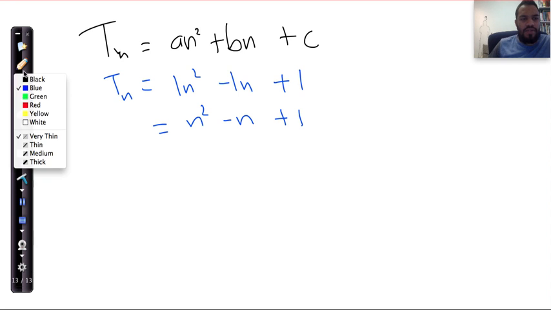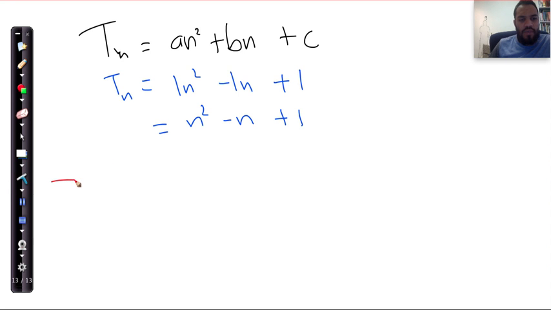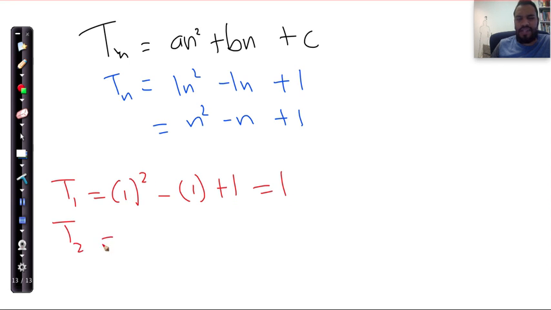And let's substitute in values, right? T1 is going to be 1 squared minus positive 1 plus 1. And what does that give me? 1. Okay, let's do it on this side. Minus 1 plus 1 is 0, and 1 squared is just 1, so I get 1. And you can do this on the calculator if you really need to, but I encourage you not to. Use your brain.